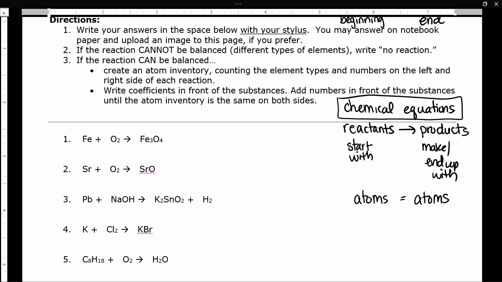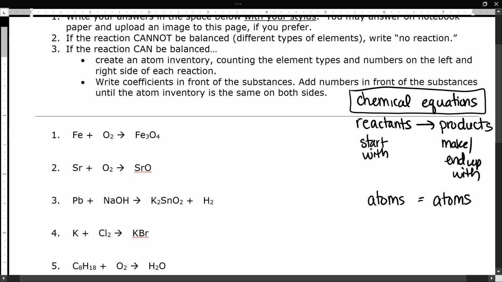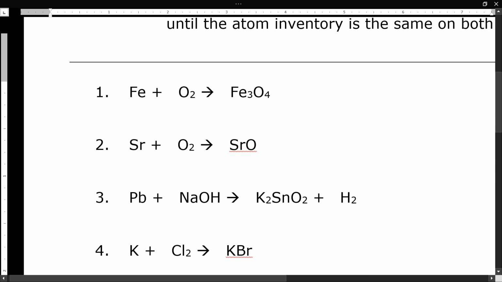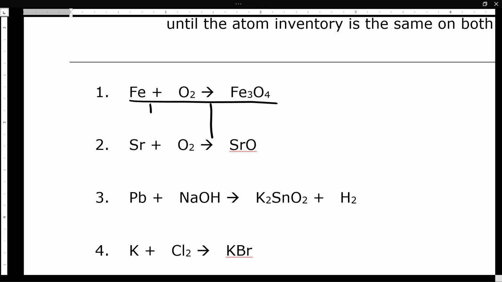So let's take a look at an example of this. Down here with question number 1, I'm going to make a little count of the atoms I have on each side. I'm going to make a T chart, and I'm going to count. Over on the left, it looks like I have atoms of Fe and O. That's iron and oxygen. And over on the right, I also have atoms of Fe and O. So we seem to be starting out pretty good. We've got the same elements on both sides. Now we're going to stop and count how many of each element we have on both sides.